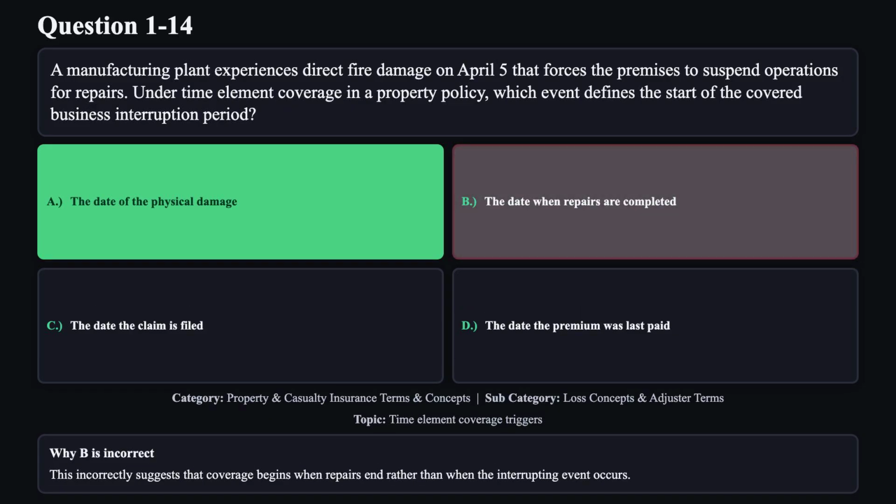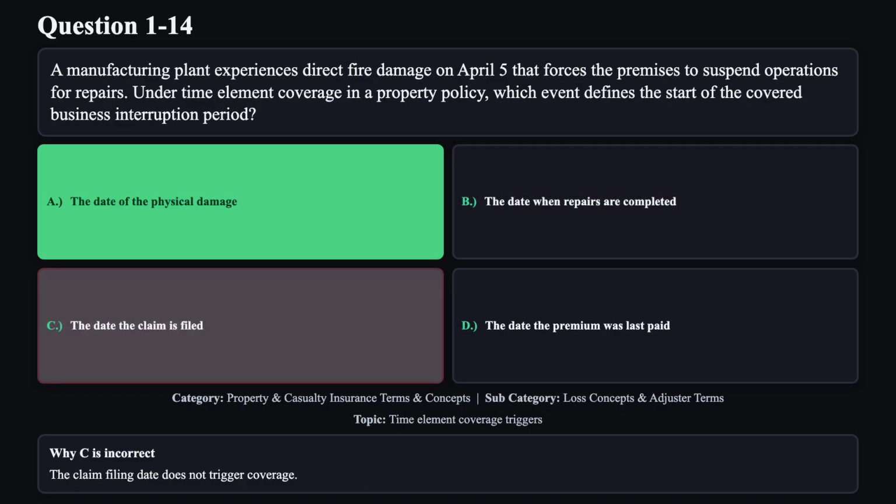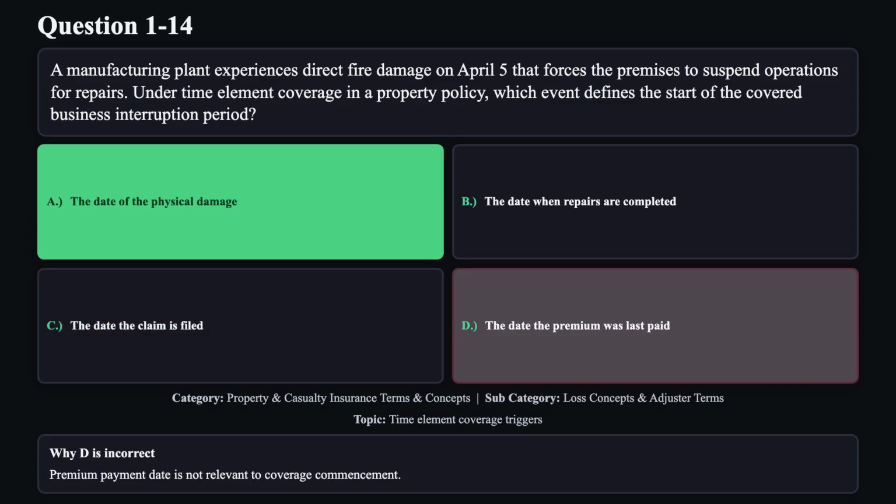Reason B is not correct. This incorrectly suggests that coverage begins when repairs end, rather than when the interrupting event occurs. Reason C is not correct. The claim filing date does not trigger coverage. Reason D is not correct. Premium payment date is not relevant to coverage commencement.